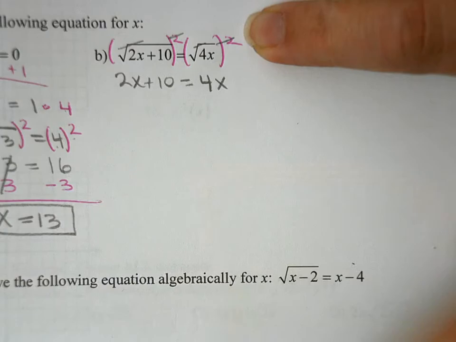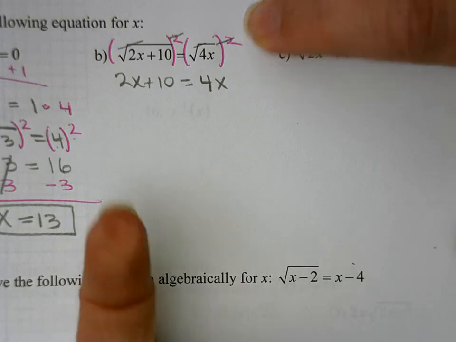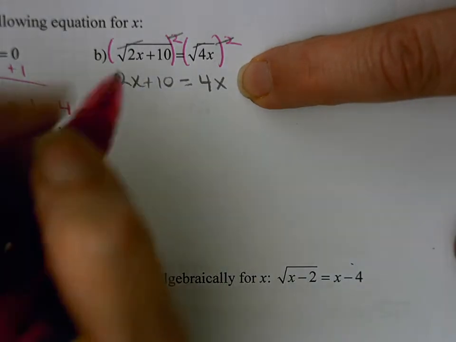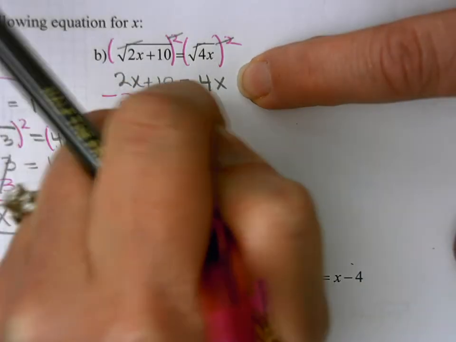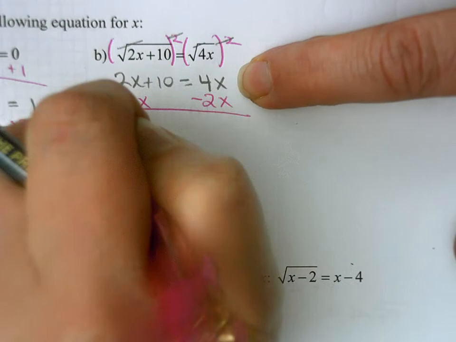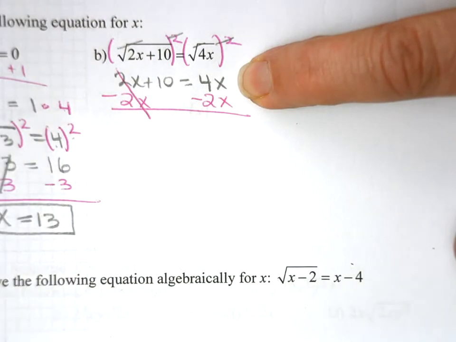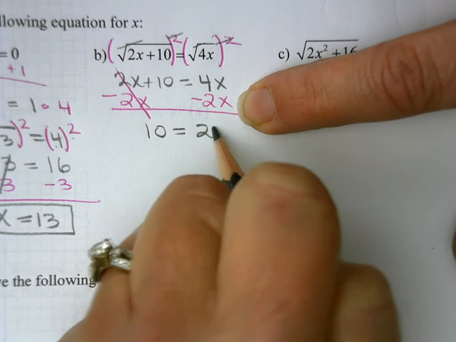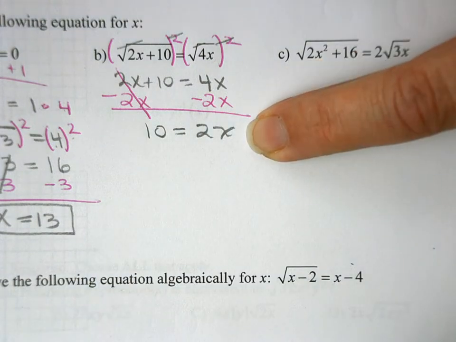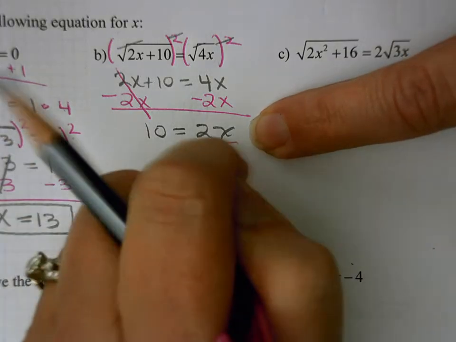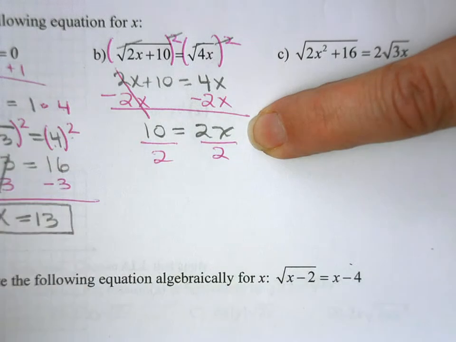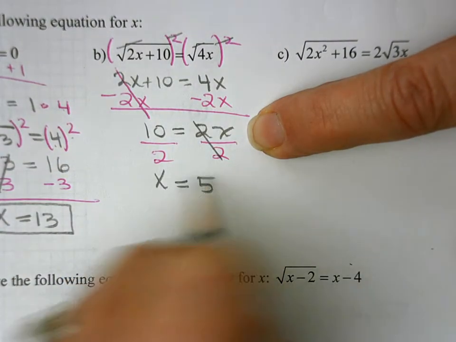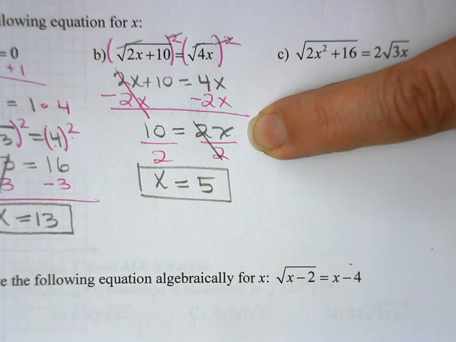And then I want to isolate the variable because I want to solve for x. So I want to subtract 2x from both sides. And so that cancels. So I have 10 equals 4x minus 2x. And then to get the x by itself here, I'm going to divide both sides by 2. So then x equals 10 divided by 2, which is 5.